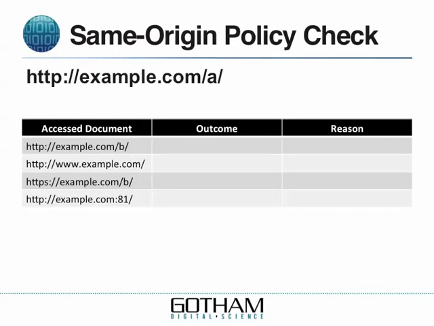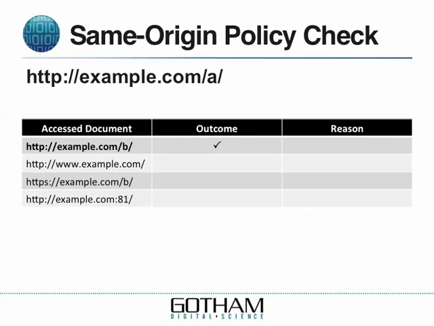So in the same origin policy, when a browser does a check to see if a document resides in the same origin as another document, we have a couple of examples here. If we've loaded a document off example.com in the A directory, what do you think would happen if JavaScript running on example.com/b tried to request resources from example.com/a? Would it be possible to load that content? Protocol, hostname and port are all the same, so it should be able to do it, right? Correct. So the outcome is positive.